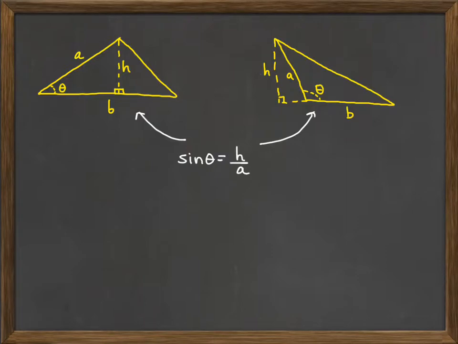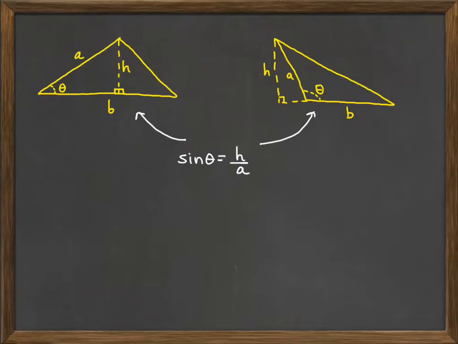Now, I want you to note that the sine of theta is equal to h over a for both of these triangles. It's clearer to see it in the one on the left, but I would like you to tell me why it's true for the one on the right, and I'll give you a bonus point on your next quiz. So go ahead and do that and write that on the back of a giraffe.